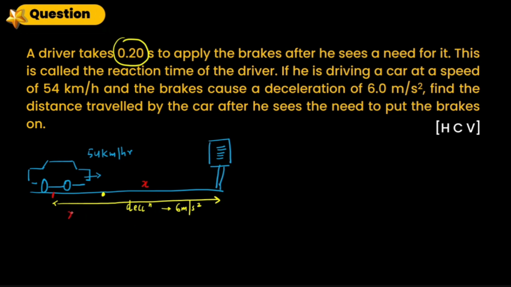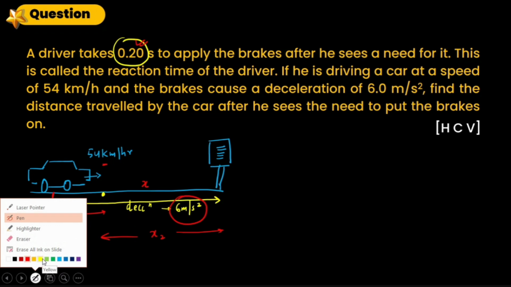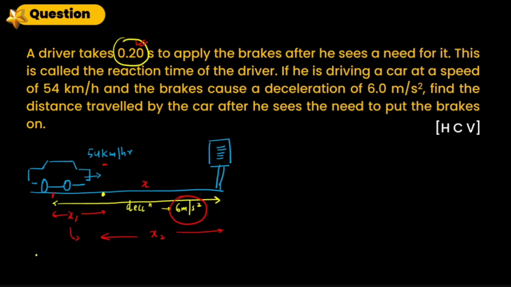But from x, there is a small distance x1 for this time, his reaction time of 0.2 seconds. He traveled at this speed. So this x1 is going to be different because we have to calculate as per this speed. But later on, after this time has passed, he applied the brakes. He is going to travel with a deceleration of 6 meters per second square. So this distance is also going to be different. We will calculate these two distances individually, and the sum will give us the total displacement. That is what is asked in the question. So first of all, this x1 is the distance. The distance can be calculated by simply multiplying speed into time, right?